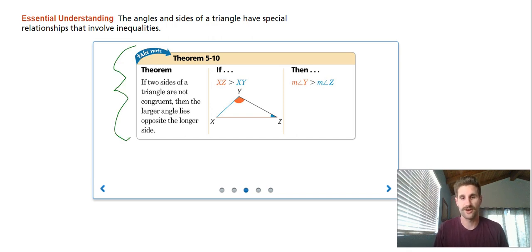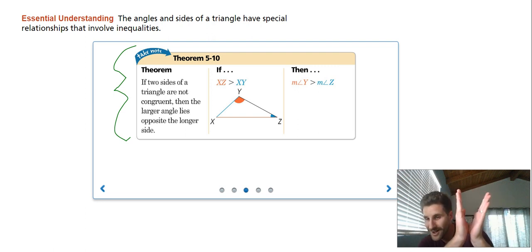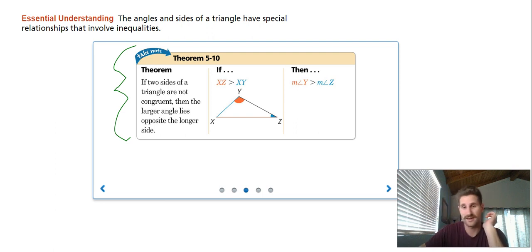If two sides of a triangle are not congruent, then the larger angle lies opposite the longer side. I love having my video screen here. Basically, if you look at my hand and I create an angle down here at the bottom, and you look at my two fingertips right here, the distance between my two fingertips gets further away as the angle gets larger. So the largest angle is going to be across from the largest side. Okay, so if we know that this segment XZ is the longest side, it's going to be opposite the largest angle. That's all we're really saying here. So very easy to understand.